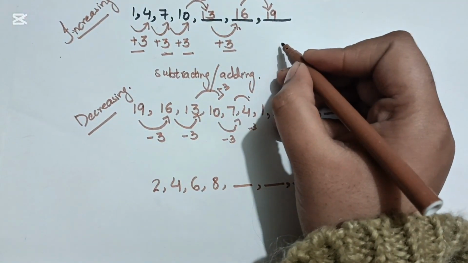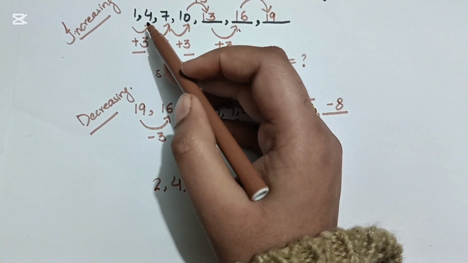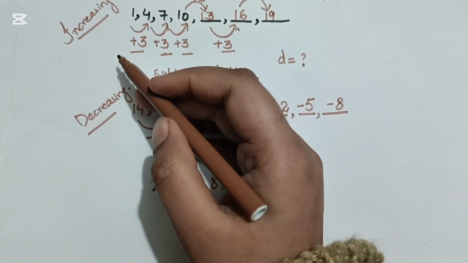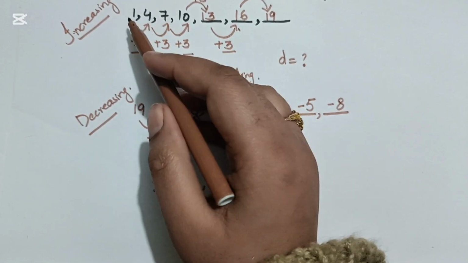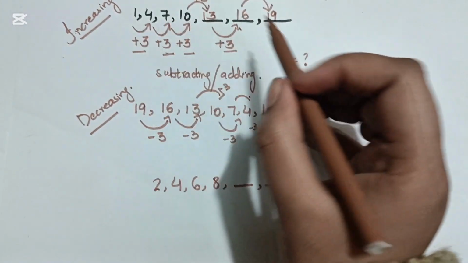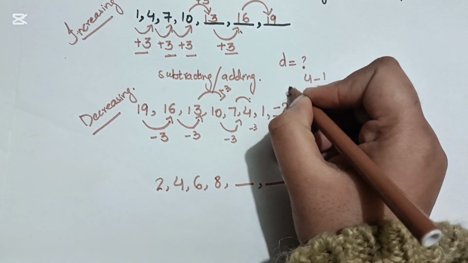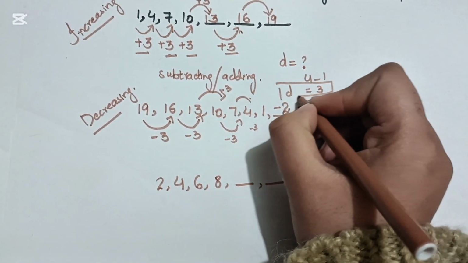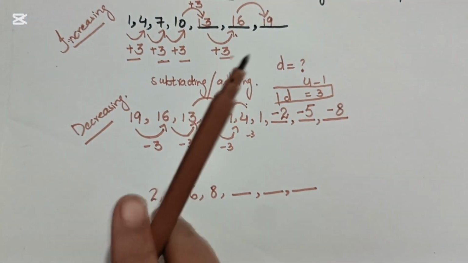One more thing here. What is D? D is the difference between terms. If the sequence is adding or subtracting, then the difference between two terms is called D. For example, here 4 and 1. The difference between 4 and 1 is 3. It is called D, the difference. Right? It is for adding and subtracting.